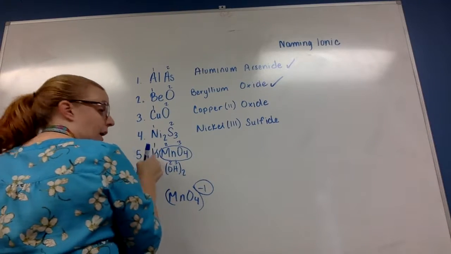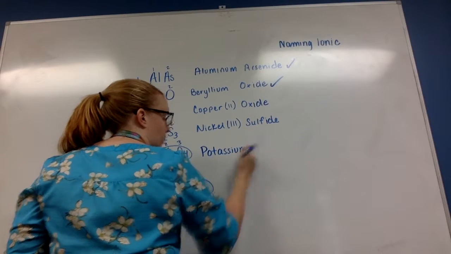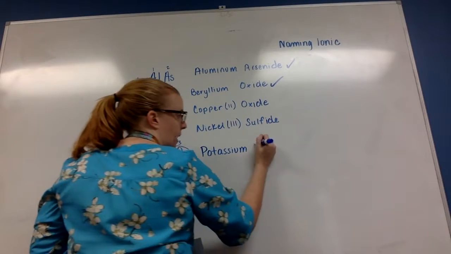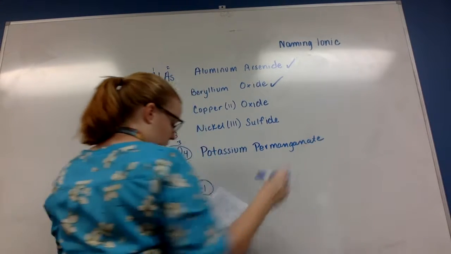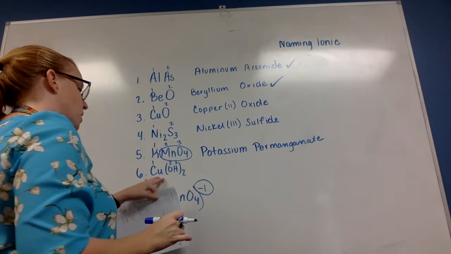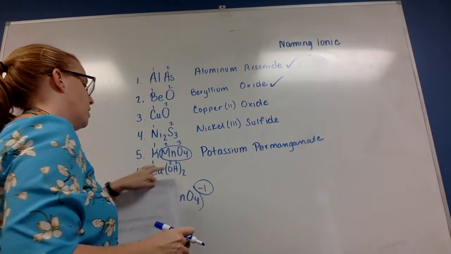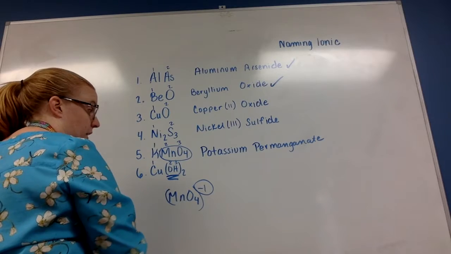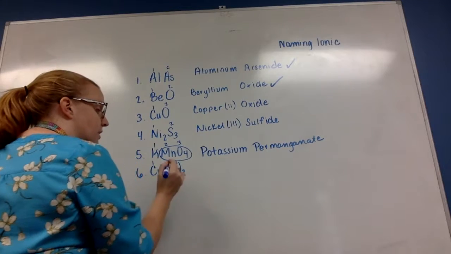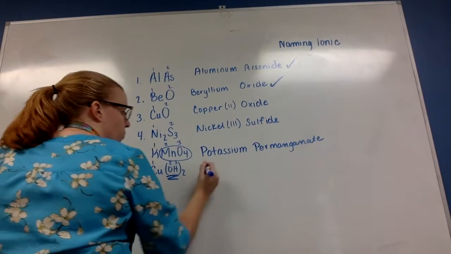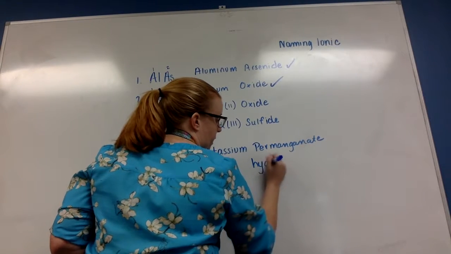So we're going to name the cation potassium, and we're going to name the anion, negative charge, permanganate. 3 capital letters, polyatomic ion. This one gives it away because the polyatomic ion is in the parentheses. OH is hydroxide. So we have copper, that's our cation, and hydroxide.